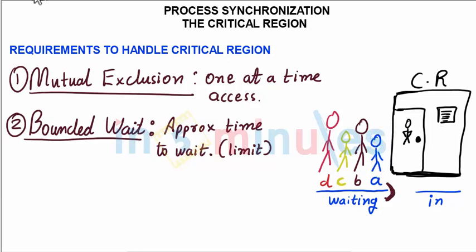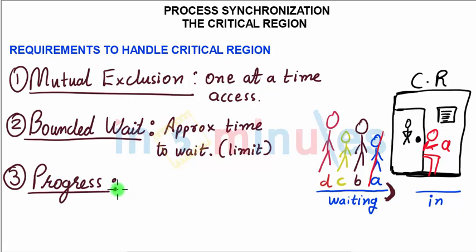So now, in this case, what would happen? A from here would enter the critical region, and now waiting would be D, C and B. So bounded wait has to be there, which would decide amount of time at most a process should wait to enter critical region. Third requirement of critical region is a progress.